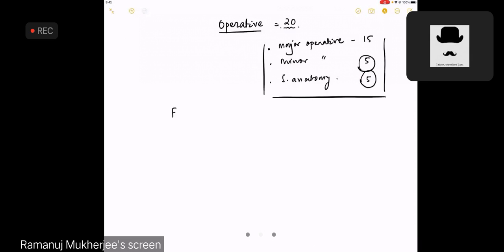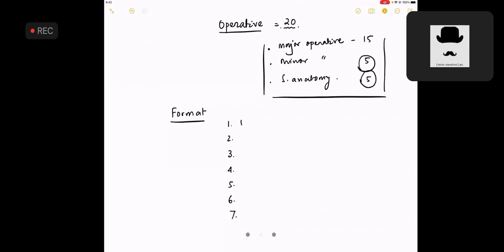Next one, what is the format in which we discuss any operative? As I have said, this is an undergraduate class, not a postgraduate class. We do not expect you to mention each and every technical step of the operation. So please remember this. The basic points that the examiner wants to discuss will be indications and contraindications of the operation, or when to do and when not to do the operation.